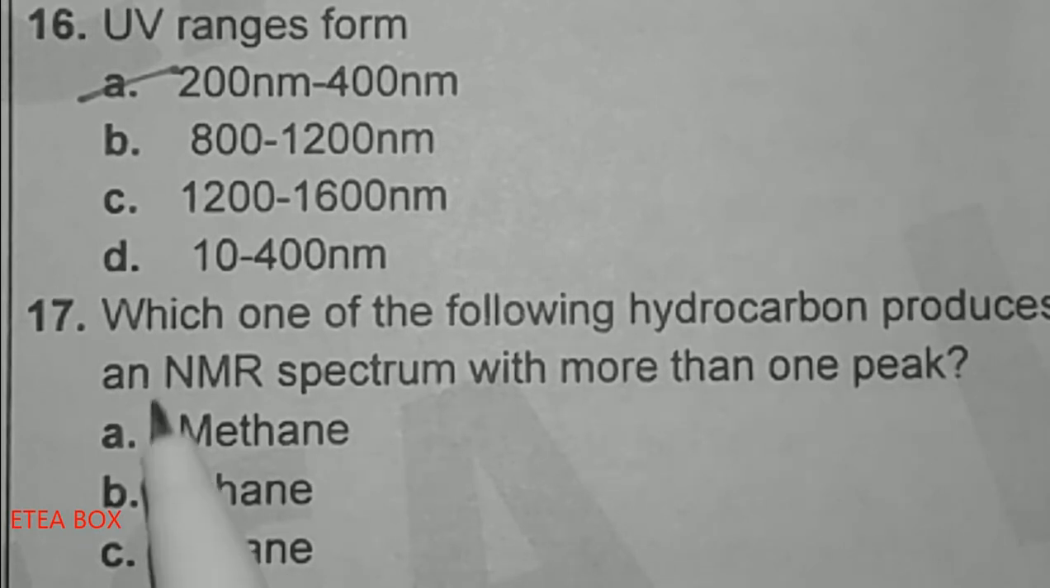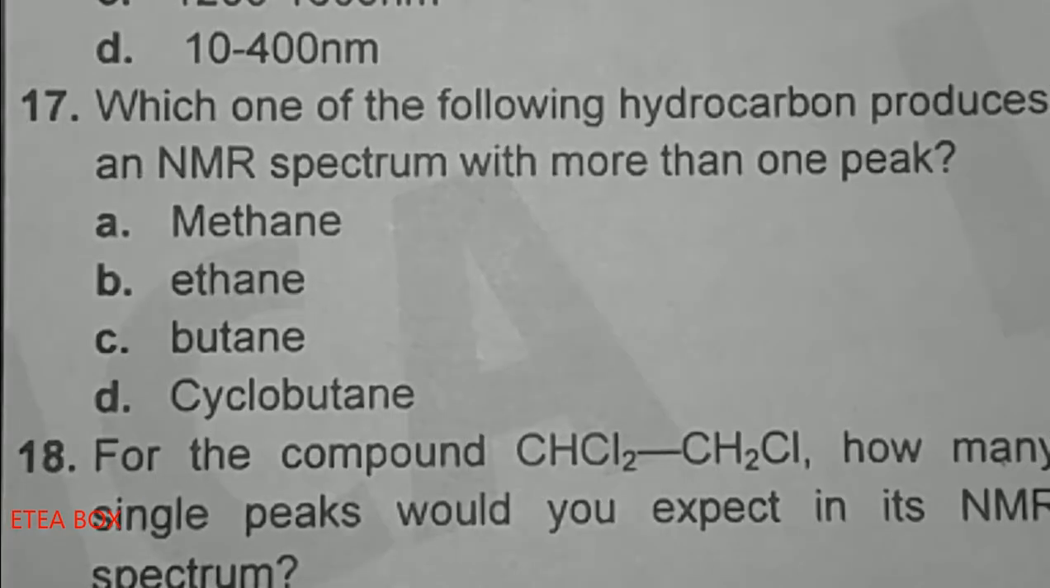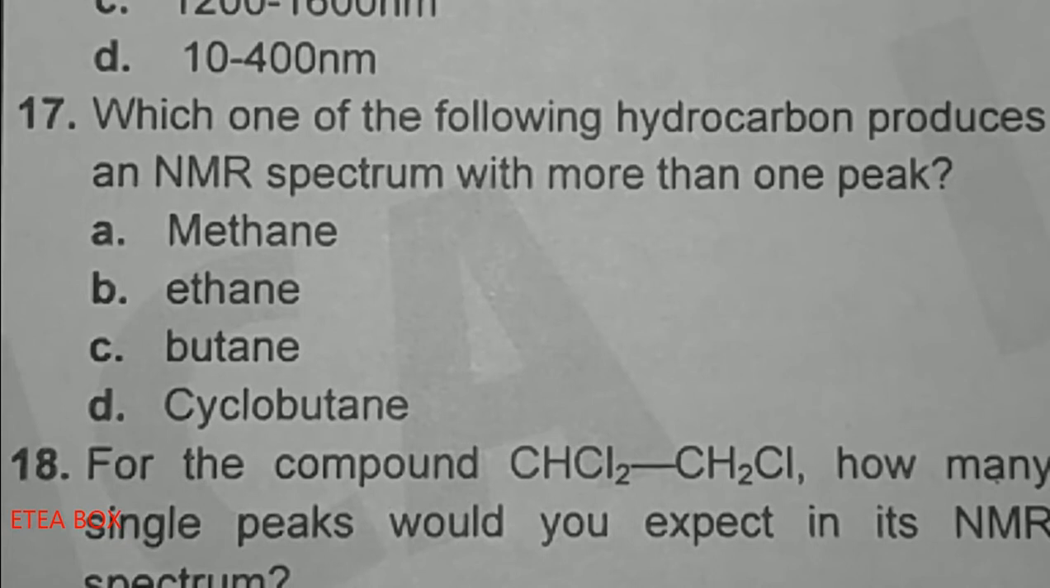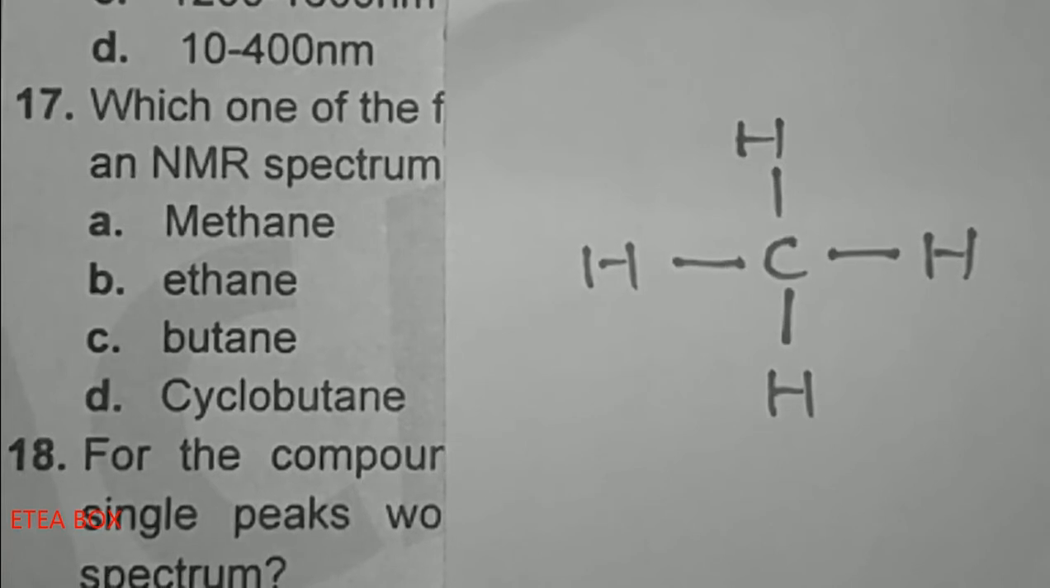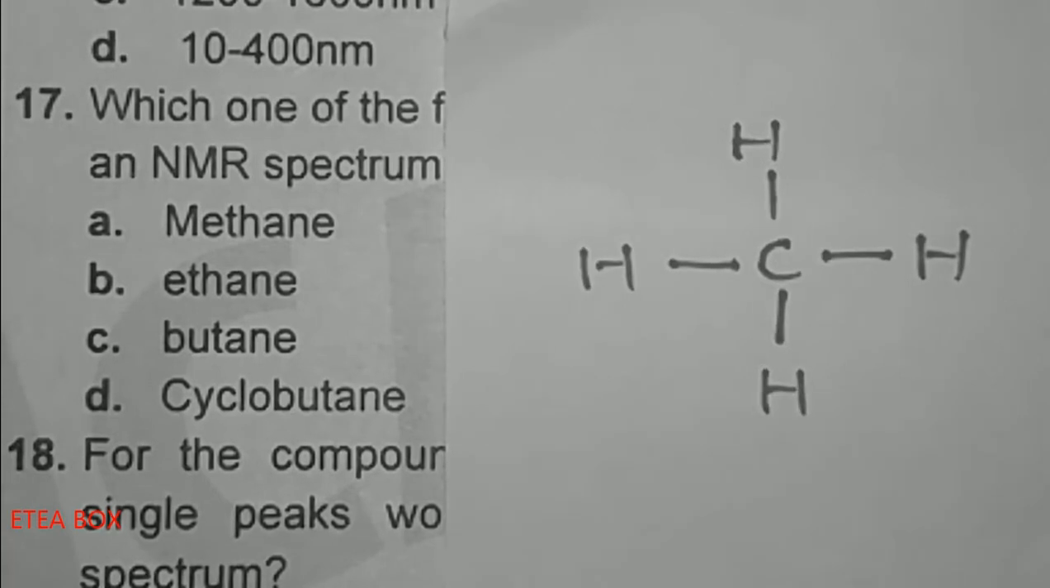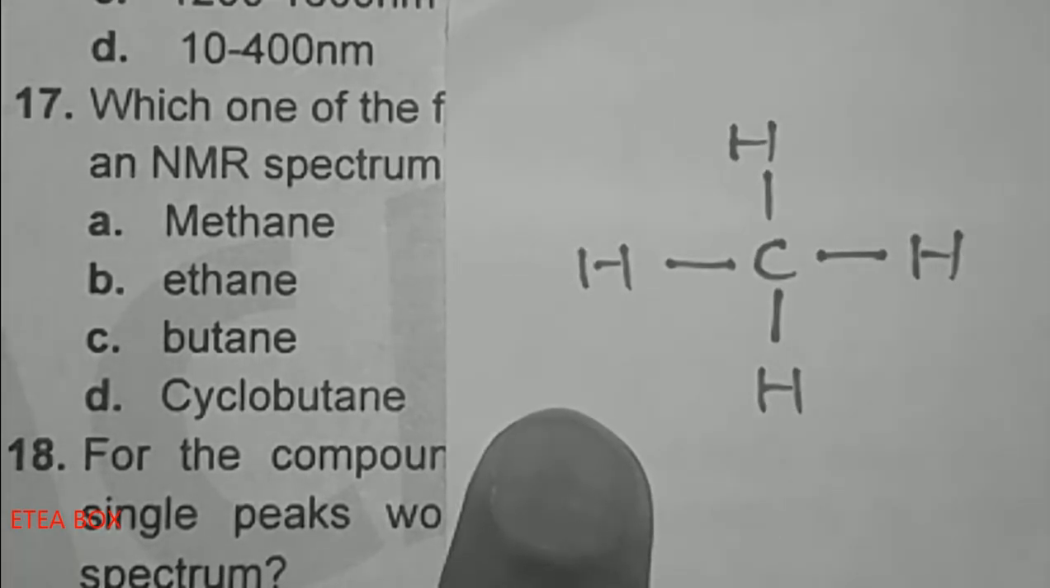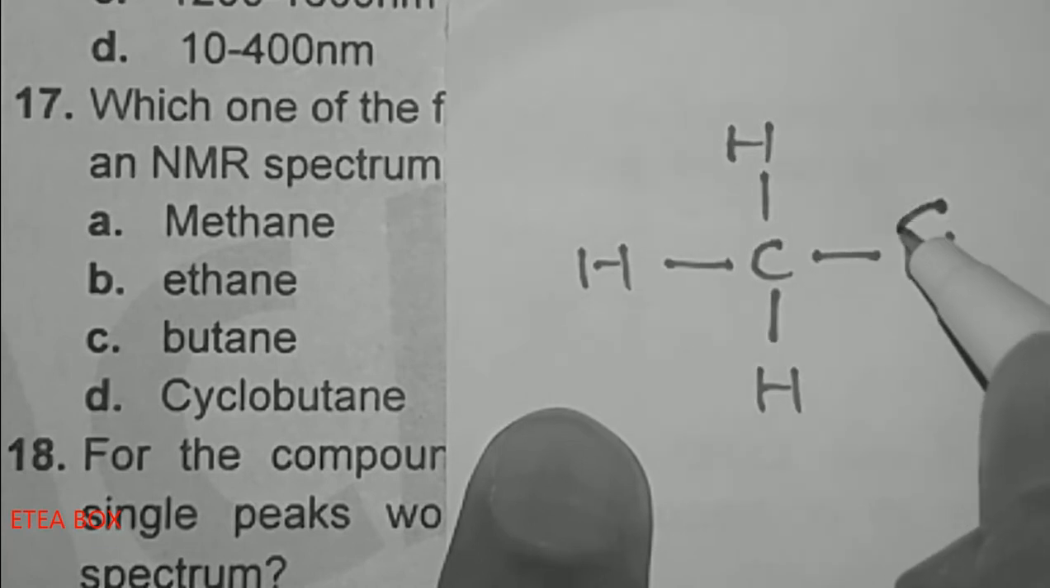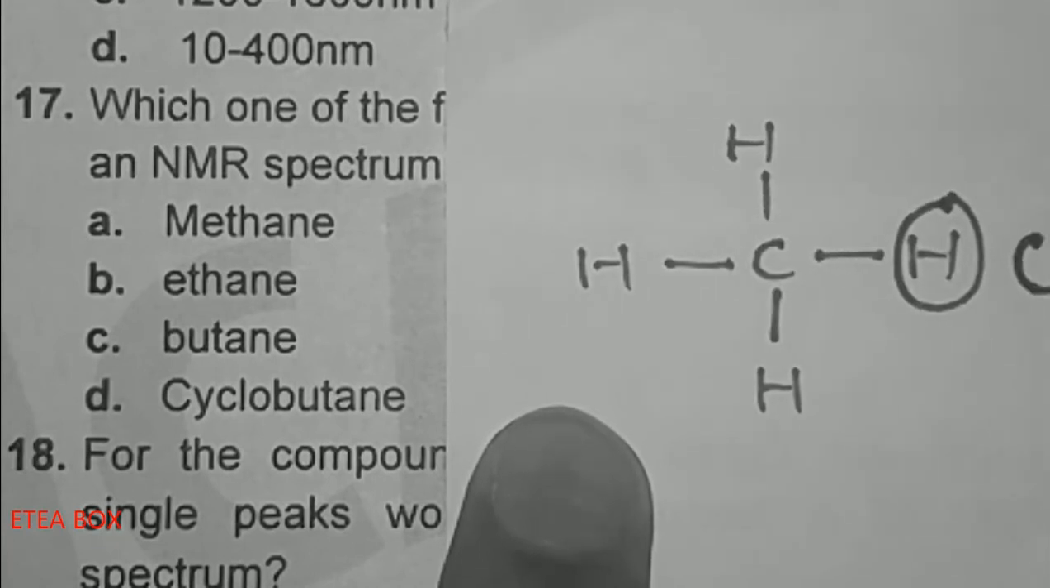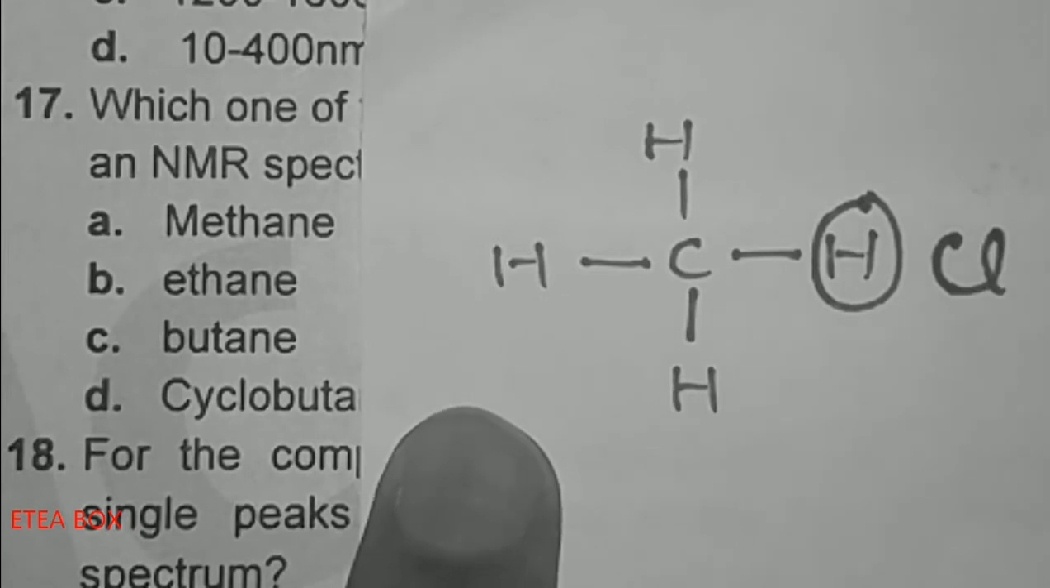And look at the 17. Which one of the following hydrocarbons produces an NMR spectrum with more than 1 peak? For finding the peaks in an NMR spectrum there is a simple trick. Look at here, in option A methane is given. Now the trick is that if I replace this hydrogen with chlorine and name this compound, I will get the name chloromethane.